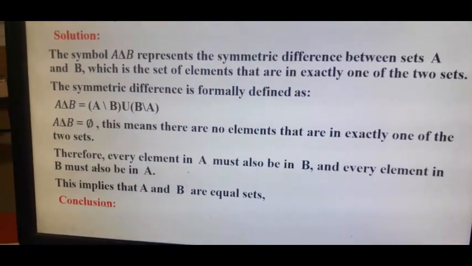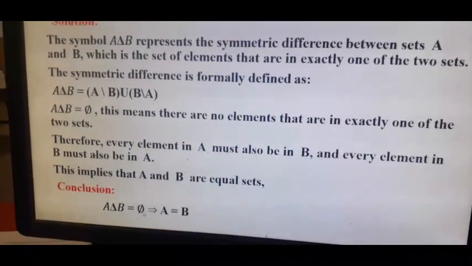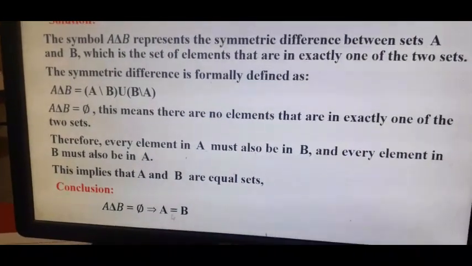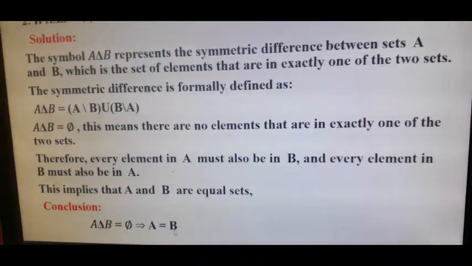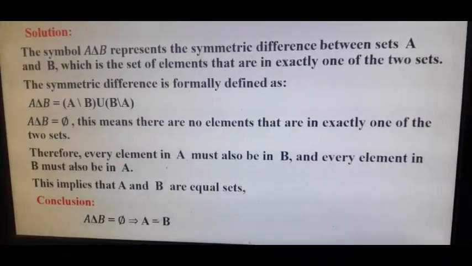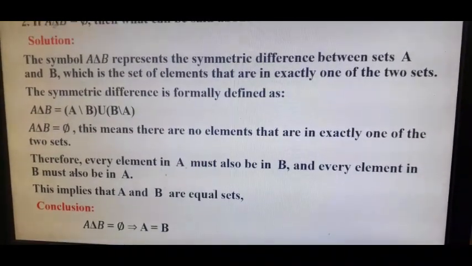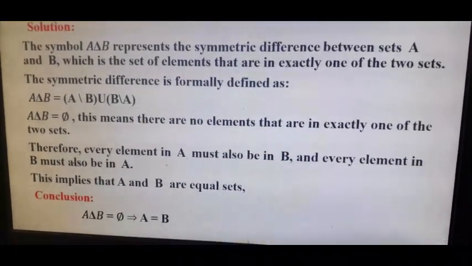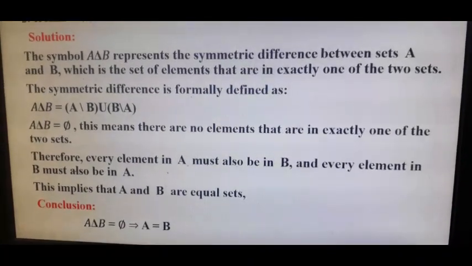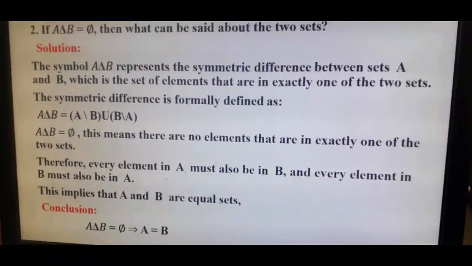So if A and B are equal, A delta B is equals to empty if and only if what? A is equals to B. So we can say about these two sets, the two sets are equal. To be a symmetric difference of A and B empty, the two sets must be what? Equal. This is our conclusion.